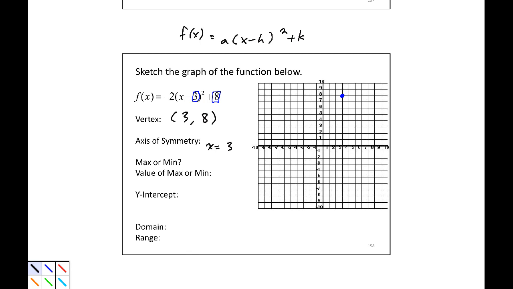Now, to answer if this is a maximum or a minimum, we have to observe the a value. Our a is -2, which means this opens down. In fact, it is reflected and has a stretch by 2. Plotting those points with the stretch included, I have those. So this is a maximum value, and the value of the maximum is 8, because our highest point is at 8. Go ahead and connect these in a smooth curve.